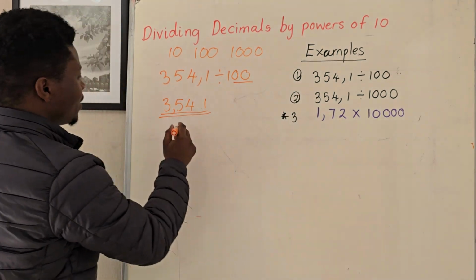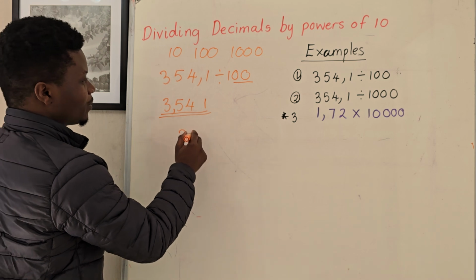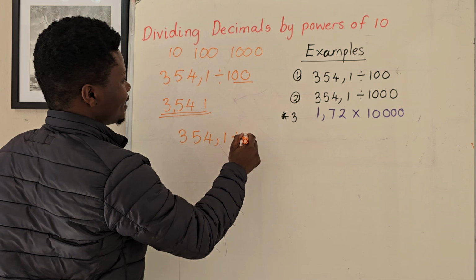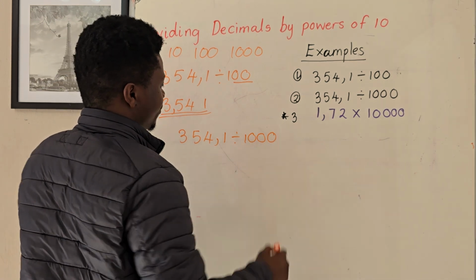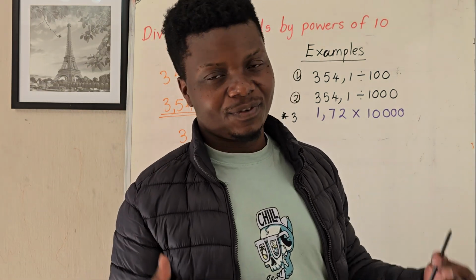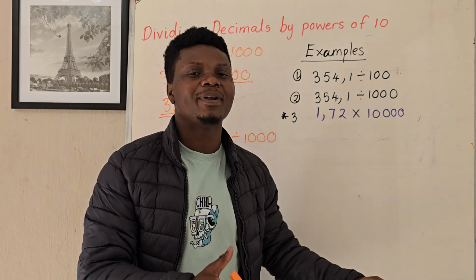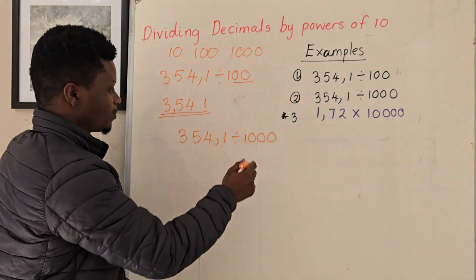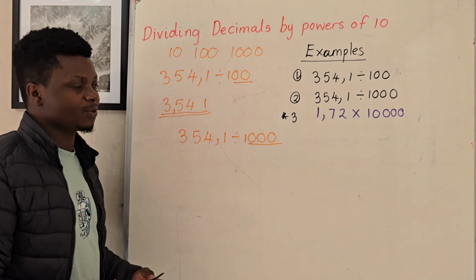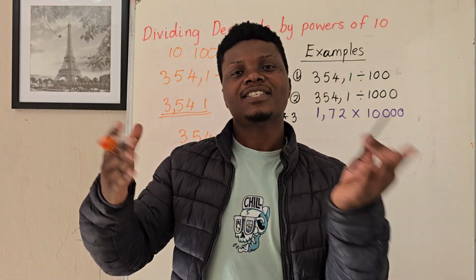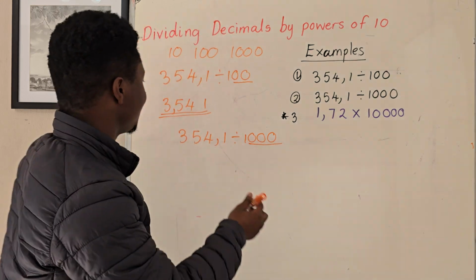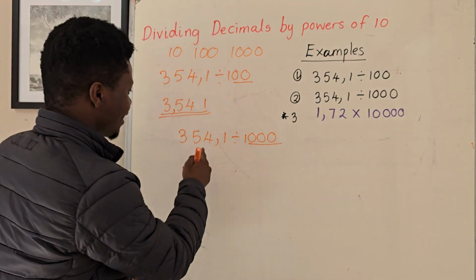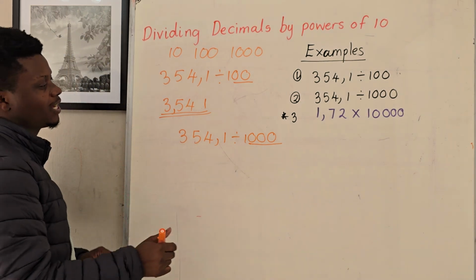We have the other one that says 354.1 divided by 1000. Remember, dividing by powers of 10, we have to move the decimal place to the left according to the number of zeros that we have. So the power of 10 here has 3 zeros, so we need to move 3 places to the left. Do we have enough places to move to the left? Of course we do. I have 1, 2, 3, so I don't have a challenge.